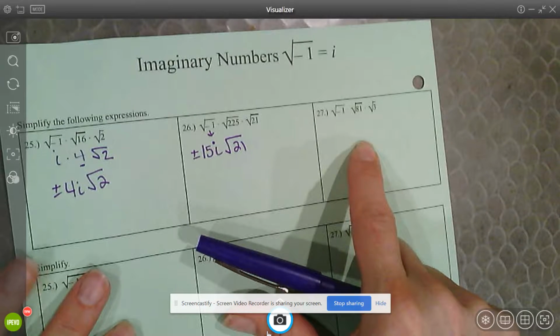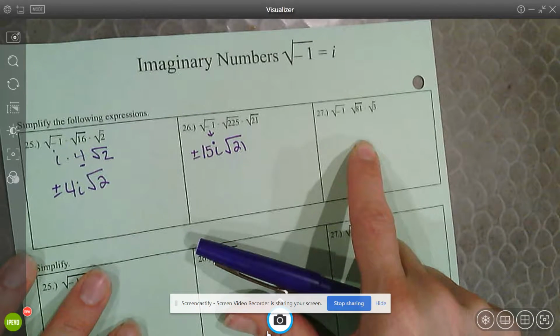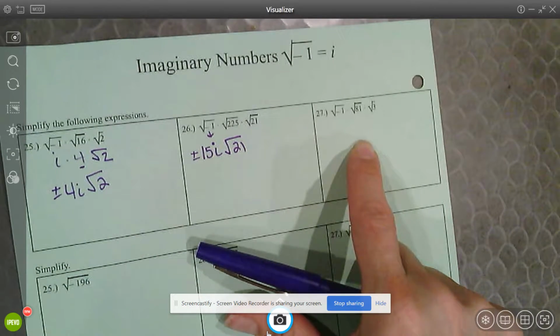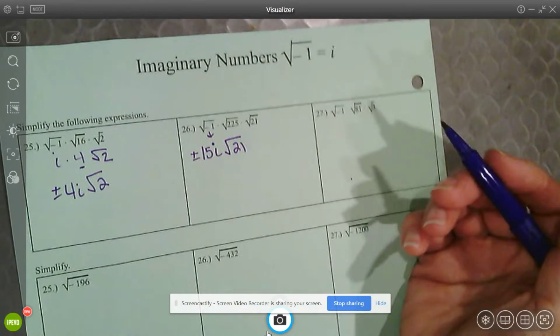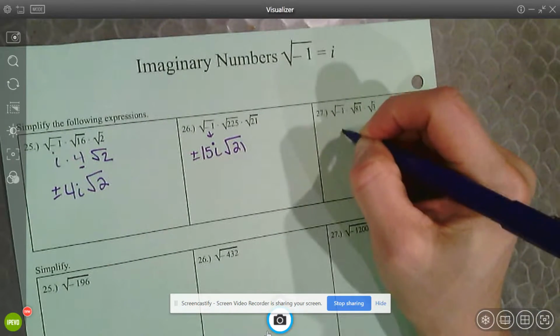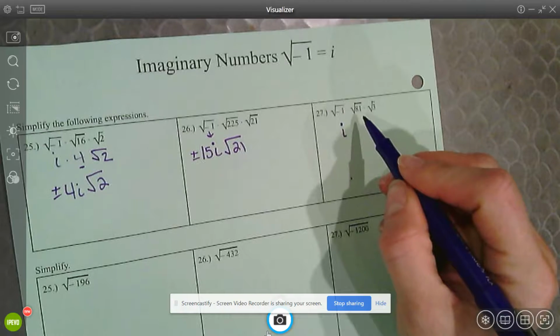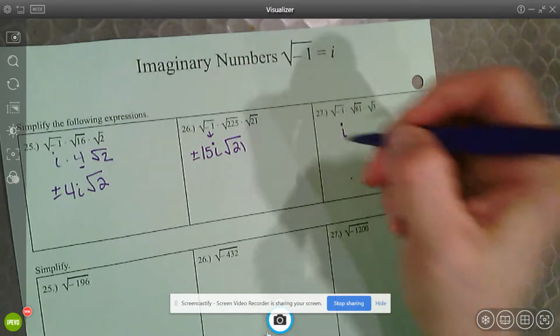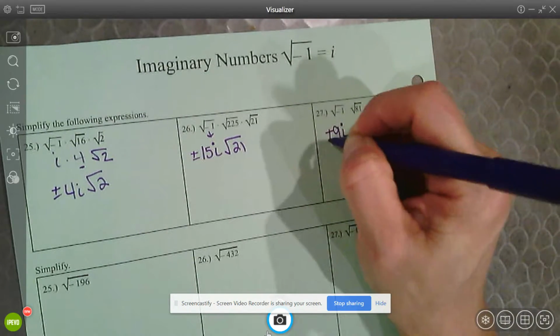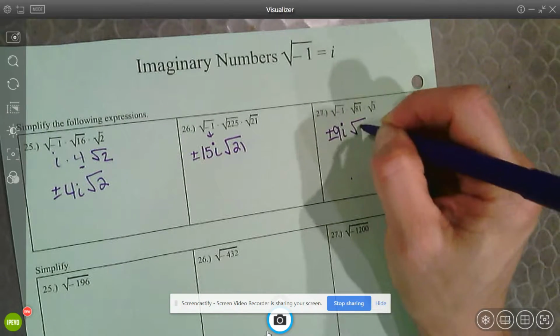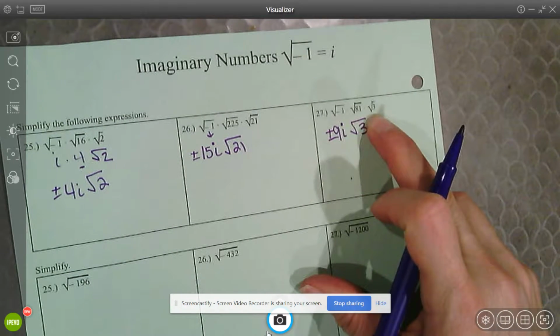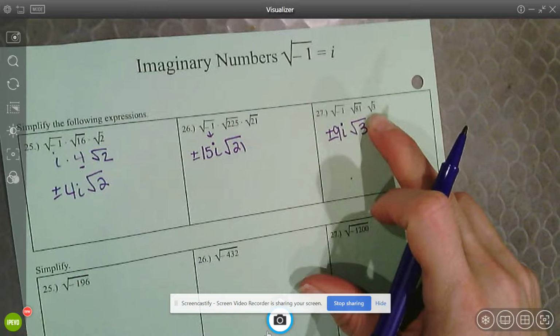Why don't you give this one a try? You're going to have the square root of -1, so that'll be your i. The square root of 81 is plus and minus 9. And then that 3 stays in the radical because there's no square root of 3 in your bookmark.